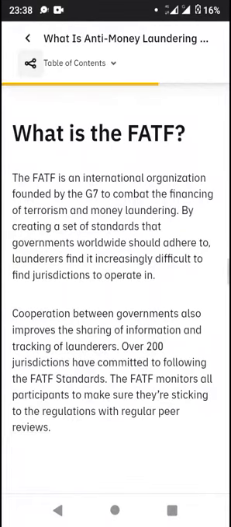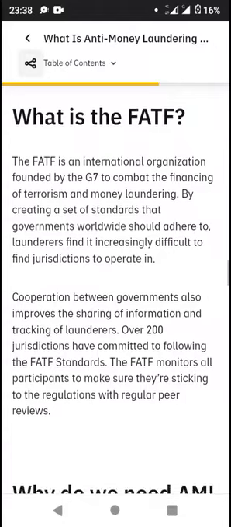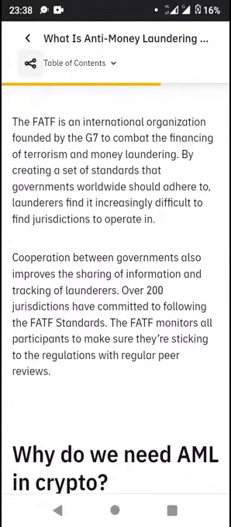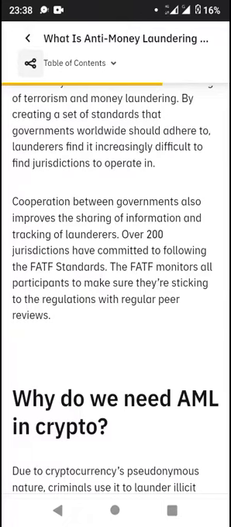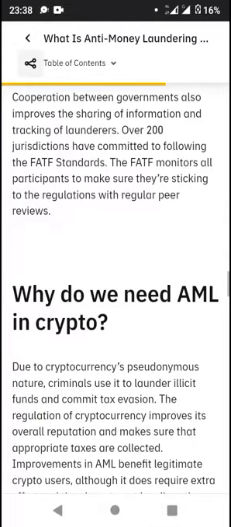the FATF is an international organization founded by the G7 to combat financing of terrorism and money laundering. By creating a set of standards that governments worldwide would adhere to, launderers find it increasingly difficult to find places with loose restrictions to operate in.